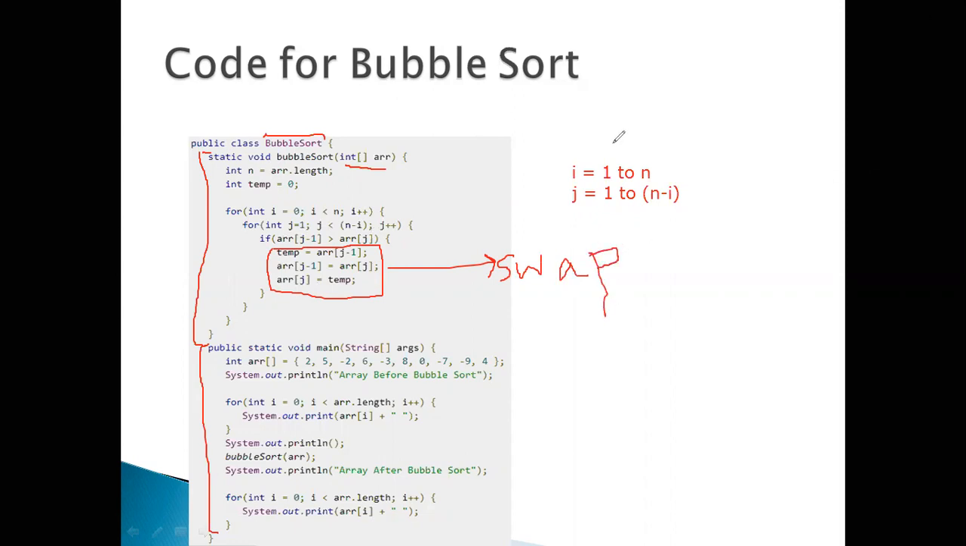One more thing, if we are following zero-based indexing, this i will start from 0 and not 1. Then we will call the main method, and in the main method, we will declare an array as we have declared here. Then we will print the array before bubble sort, and it will be the same array. Then we will call the method bubble sort, and we will pass the array to this method. So after sorting, we will print the array after bubble sort, and we will get the sorted array.